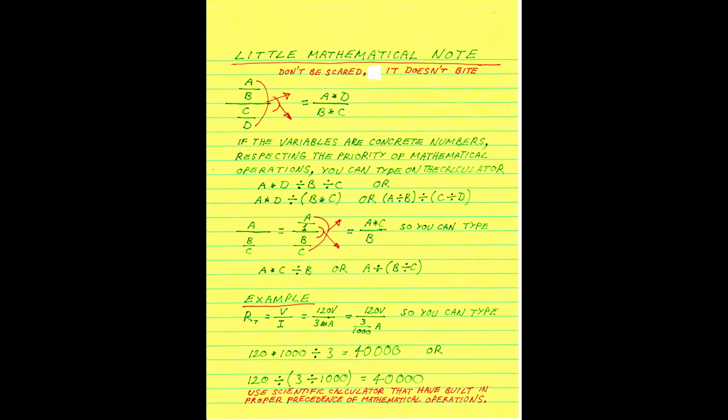RT equal V divided by I equal 120 volts fraction line 3 milliamps equal 120 volts fraction line 3 over 1000 amps. So you can type 120 times 1000 divided by 3 equal 40,000, or 120 divided by open bracket 3 divided by 1000 close bracket equal 40,000. Use a scientific calculator that has built-in proper precedence of mathematical operations.